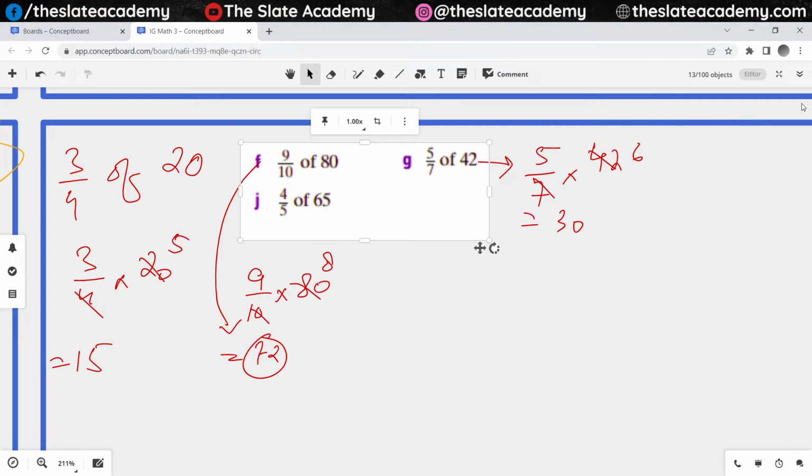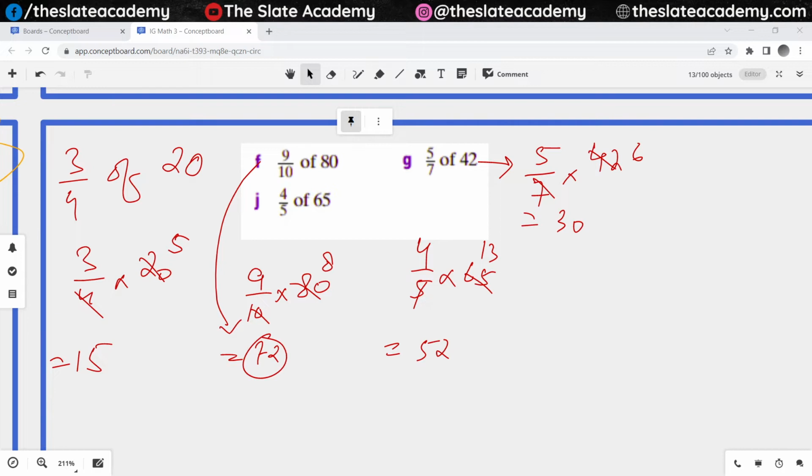As for this one, it would be 4 by 5 multiplied by 65. 5 1s are 5, 5 13s are 65, 13 4s are 52. Hopefully you all got the same answer for this one. This one is pretty simple. You just have to multiply the fraction with the number. That is how you calculate a fraction of a particular number.